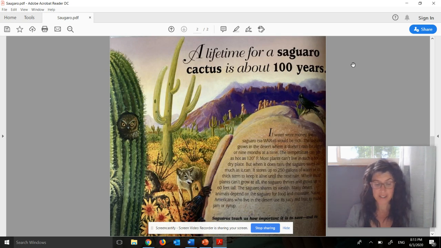The saguaro shares its wealth. Many desert animals depend on the saguaro for food and moisture. Native Americans who live in the desert use its juicy red fruit to make jam or syrup. Saguaros teach us how important it is to save and to share.